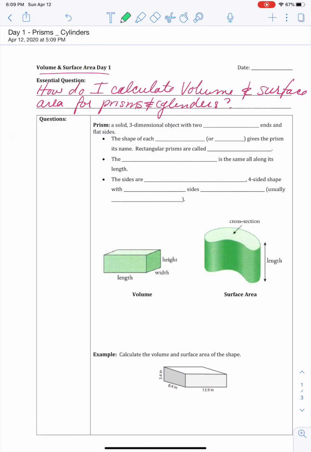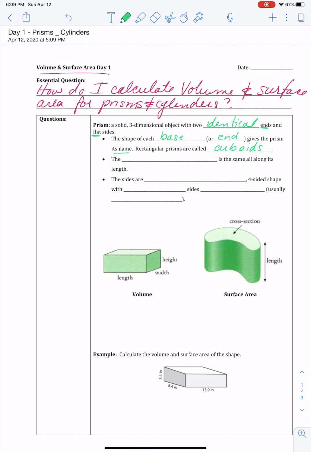So we start with the idea that a prism is a three-dimensional shape with two identical ends, and then it has flat sides. The shape of each base, as we call them, that's the end, gives the prism its name. Rectangular prisms are called cuboids. So you'll see them referred to as both rectangular prisms and cuboids. The sides are parallelograms.